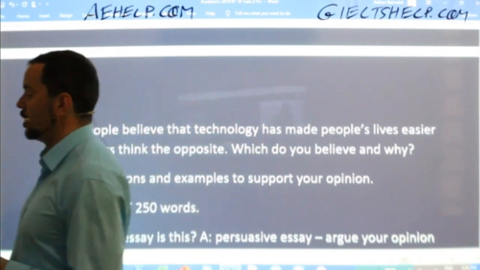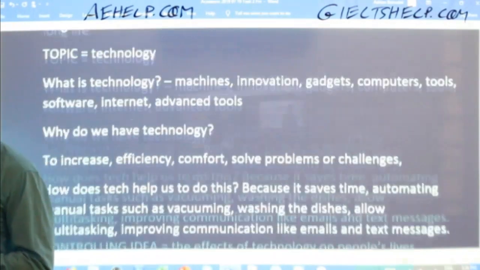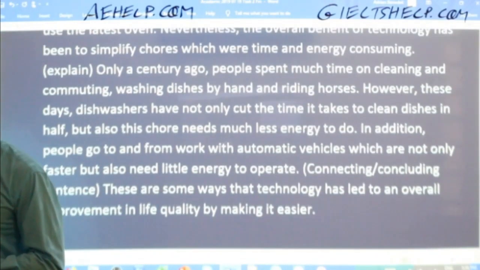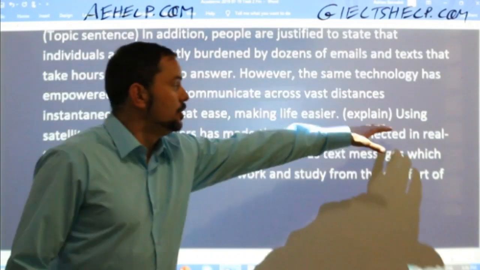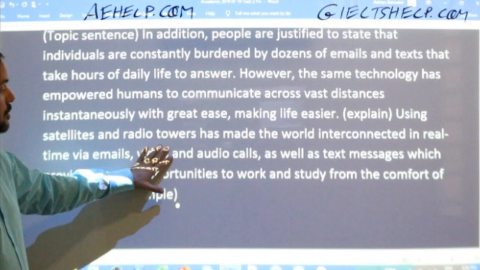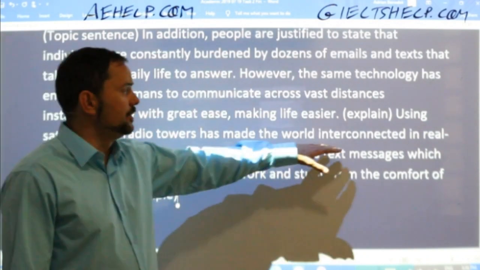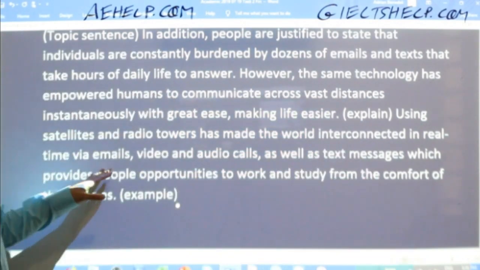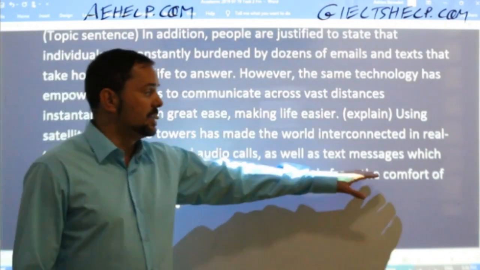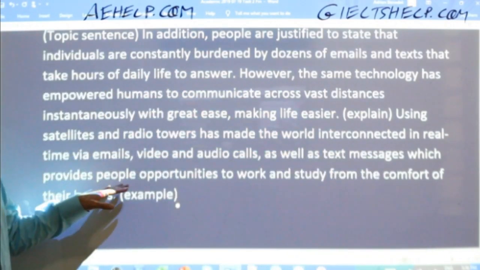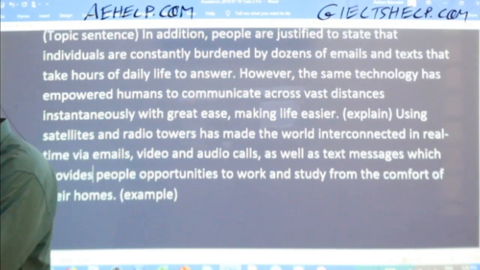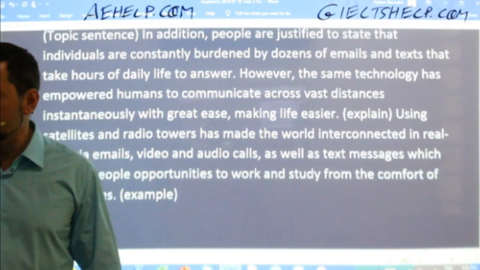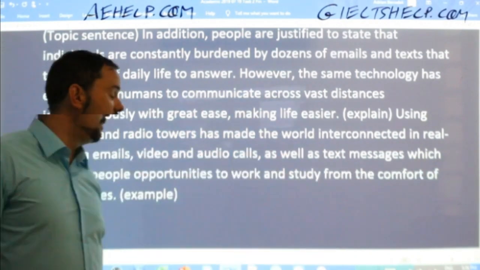We're writing an argument, counter-argument essay. So you have to have that explanation in your body paragraph. Okay? And here, this is my explanation. Using satellites and radio towers has made the world interconnected in real time via emails, video, and audio calls, as well as text messages, which provide people opportunities to work and study from the comfort of their home.